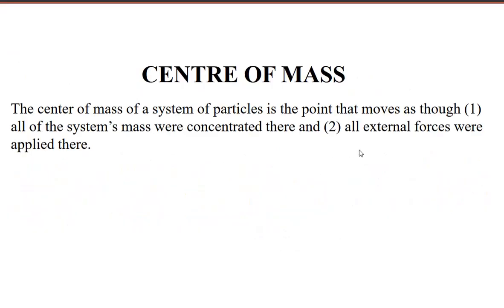Now, let's look at the center of mass. The center of mass of a system of particles is the point that moves as though all of the system mass were concentrated there and all external forces were applied there. So the only thing that center of mass adds is that, center of gravity is where the resultant weight acts, that is where all the mass of that body is concentrated. That is the first condition in our center of mass. But another condition that is added to center of mass is that all the external forces must also be applied at that point.